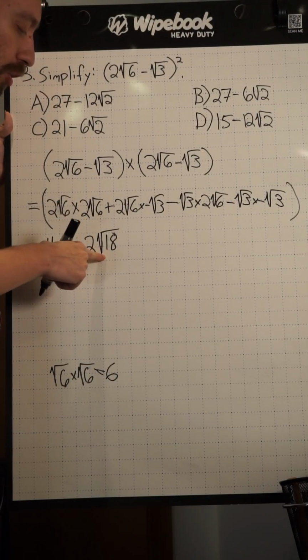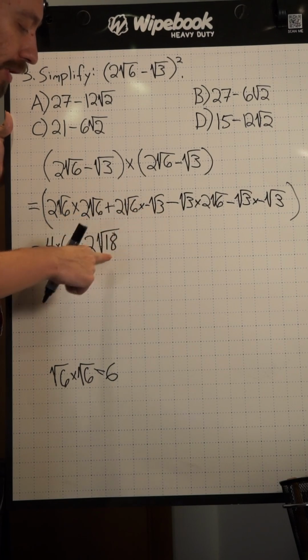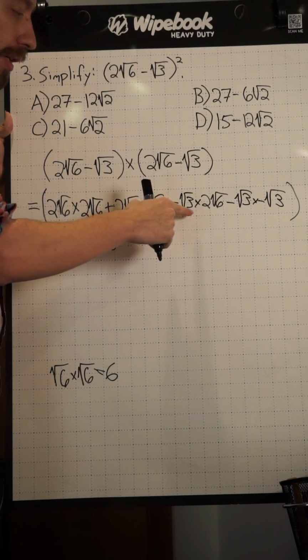So minus 2 square root of 18, right? 6 times 3 gives us the 18. All right, let's move on.